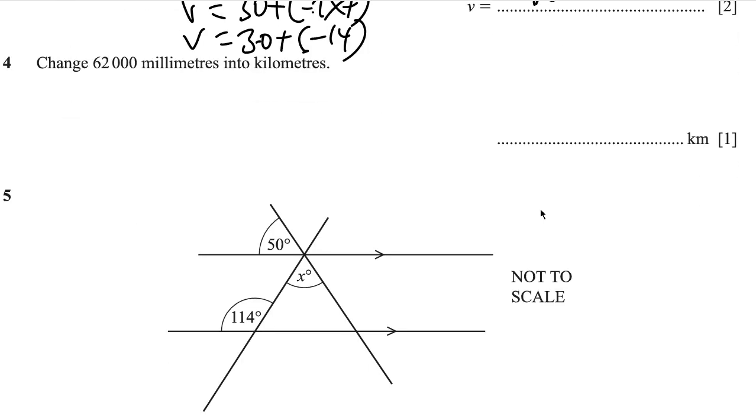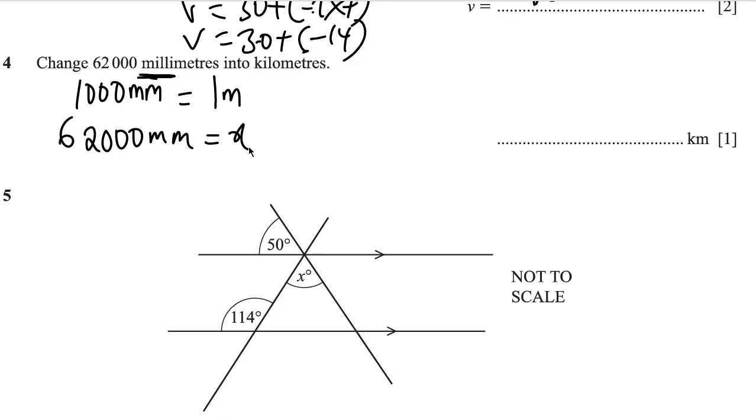Fourth question says, change 62,000 millimeters to kilometers. I'm going to break down the whole system here. You should be able to understand the conversion systems. First of all, 1,000 millimeters, which comes from the word milli, is equal to 1 meter. So if that is so, 62,000 millimeters, let's say, is going to be equal to x. We don't know what it is right now.